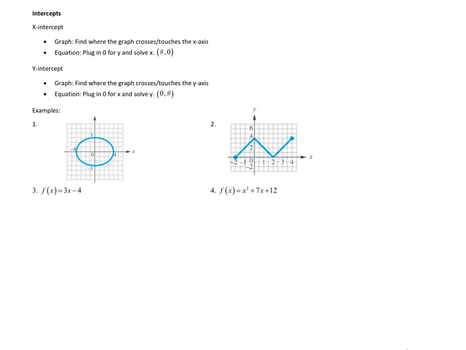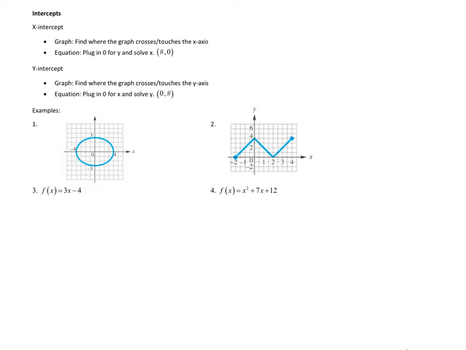So when we're looking at a graph, we want to look for where the function or relation crosses the axis, whether it be the x-axis or the y-axis, depending on which intercept they're looking for. If I'm looking for the x-intercept, I'm going to find all of the places where this function or relation passes the x-axis, because I could have more than one. And if I'm looking for the y-intercept, I'm going to look for where the function or relation crosses the y-axis. I'm going to write it as an ordered pair.